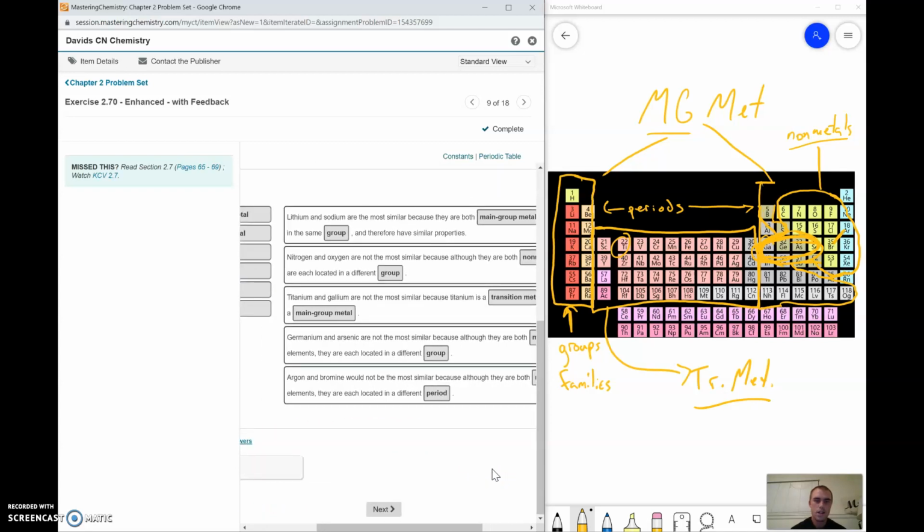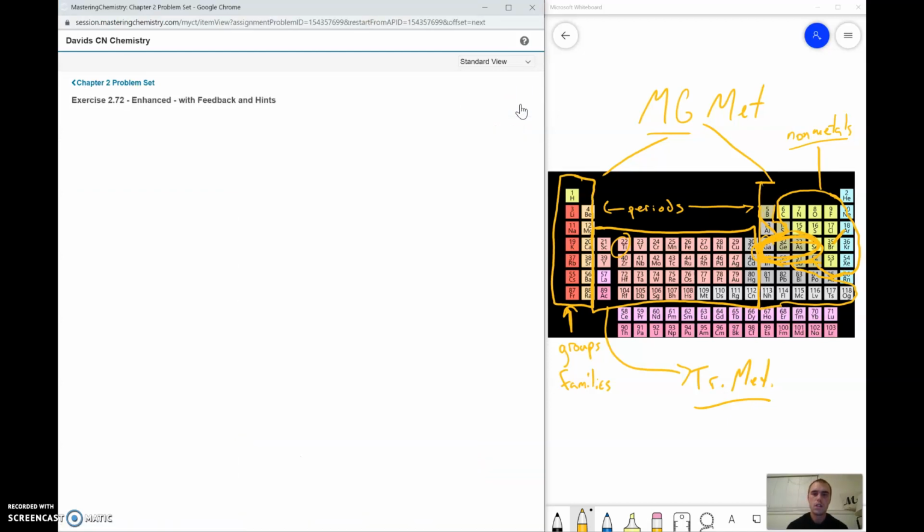All right. So there's question number 9. It's really conceptual. Basically, you're understanding the arrangement of the periodic table and the different sections within, and being able to identify and pull out bits and pieces of information based on the periodic table and its arrangement. That's question number 9. We are going to go to question number 12 next.